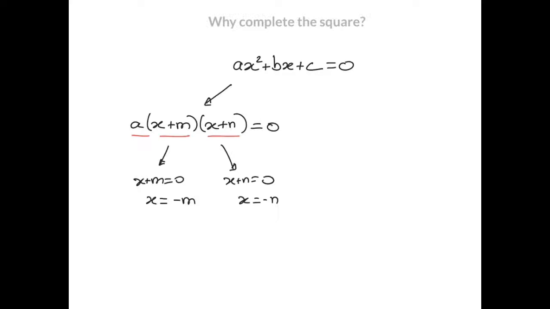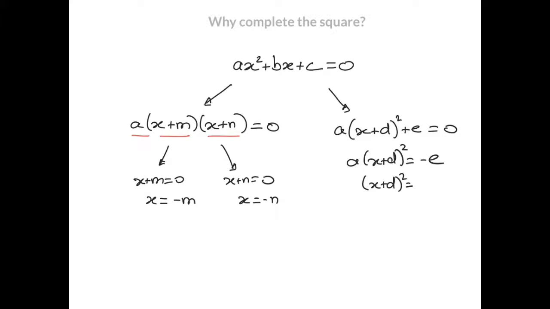Another interesting option, which has many other applications also, is to turn this into something of the kind a brackets x plus d squared plus e is equal to 0. The point of rewriting this quadratic like this is that then we only have one x, and from here we can work our way to the value. If we first subtract e on both sides, we'll get something like this. Then we divide by a on both sides to get this equal to minus e over a.